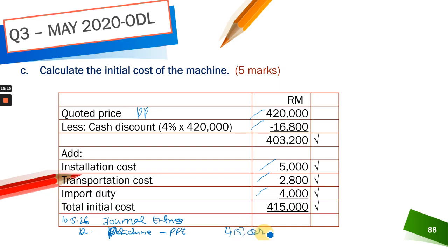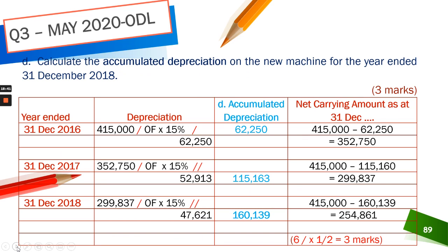This is your initial cost. And you will credit your bank because that was purchased on cash. If it's purchased on credit, you will have to credit the name of your supplier. So that one means there is an increase in asset, PPE, as well as a decrease in another asset, current asset, bank. Okay, next. You are asked to calculate the depreciation of the machine, right?